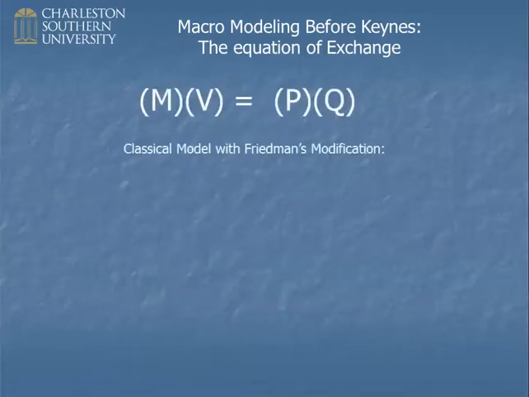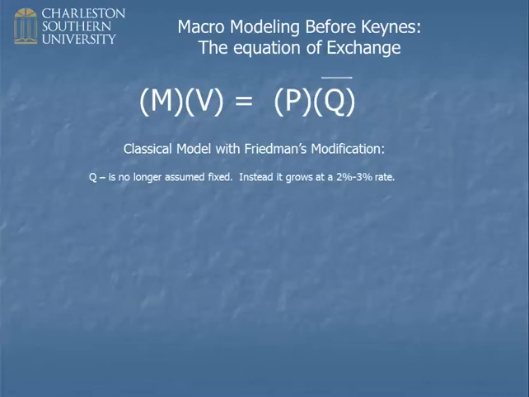The second one is very similar, and I call this the classical model with Friedman's modification. So Milton Friedman took the classical model and he changed it around just a little bit. The first thing he said is, you know what? Q is not really fixed. It's easy to go to the library and look at the GDP data and you can see that gross domestic product rises a little bit every year. So he worked it out for a long time series and he determined mathematically that Q is rising at a rate between 2 and 3% every year.